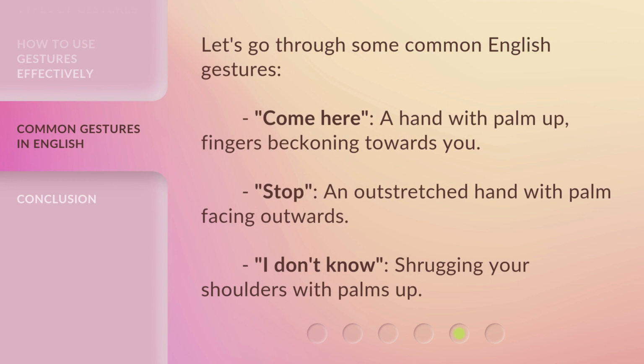Let's go through some common English gestures. Come here, a hand with palm up, fingers beckoning towards you. Stop, an outstretched hand with palm facing outwards. I don't know, shrugging your shoulders with palms up.